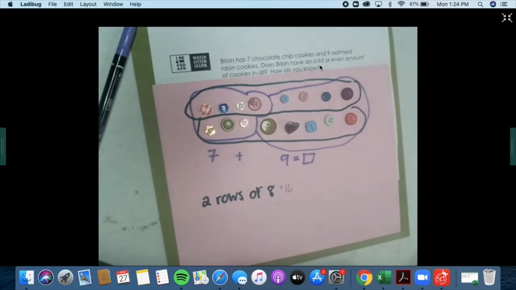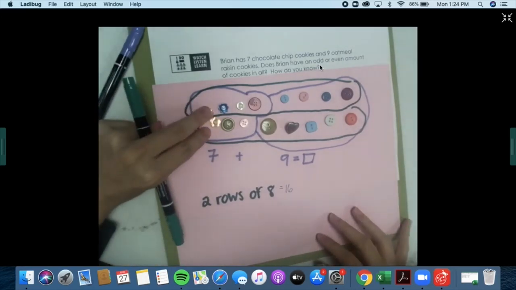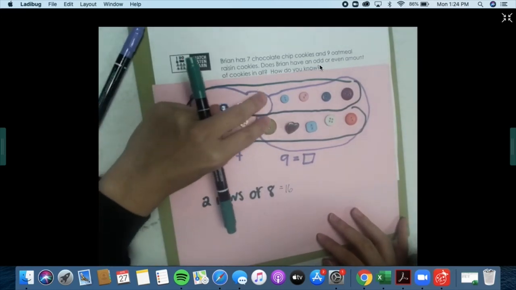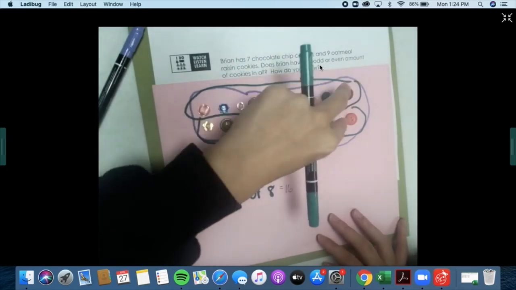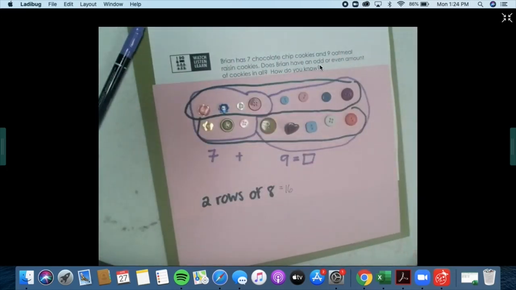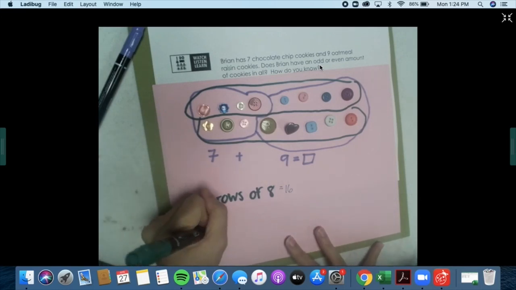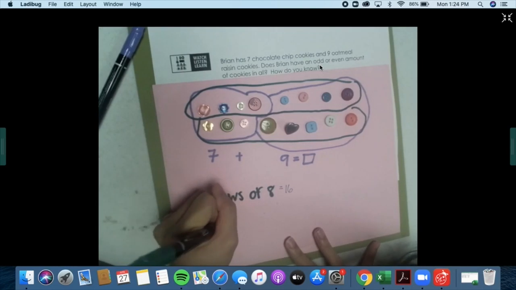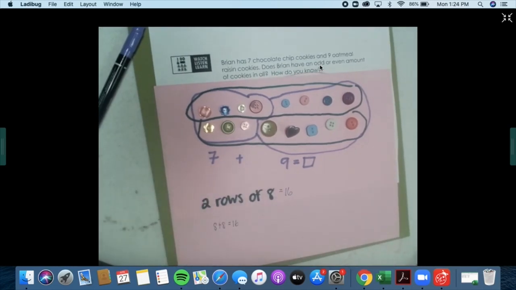And I can double check my work by going 2, 4, 6, 8, 10, 12, 14, 16. So 2 rows of 8 equals 16, or 8 plus 8 equals 16. So it would be 8 plus 8 equals 16. And therefore I know 7 plus 9 equals 16.